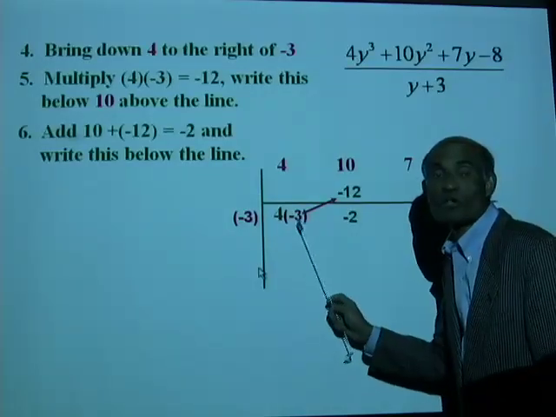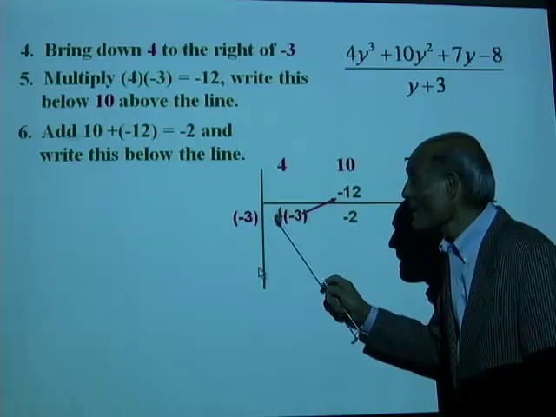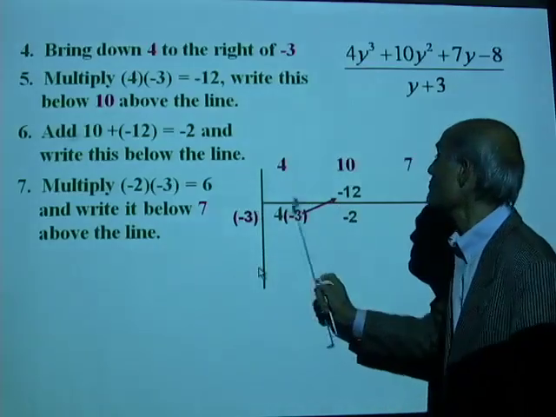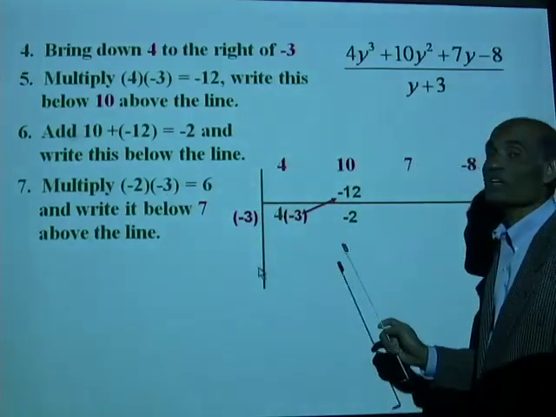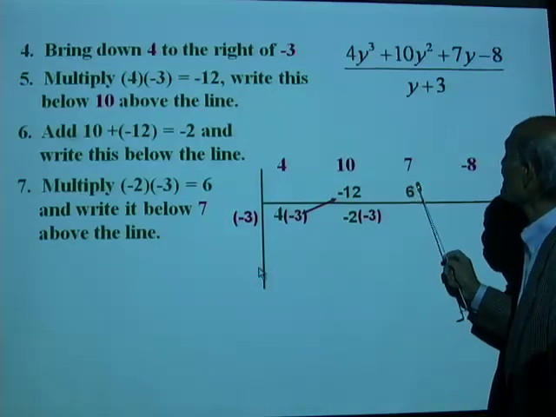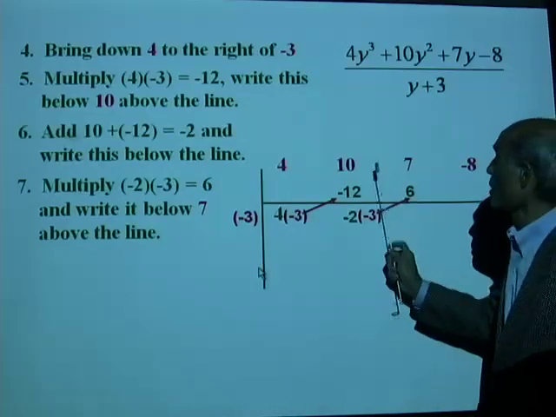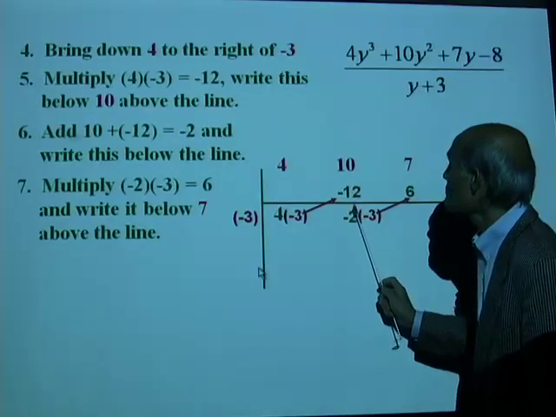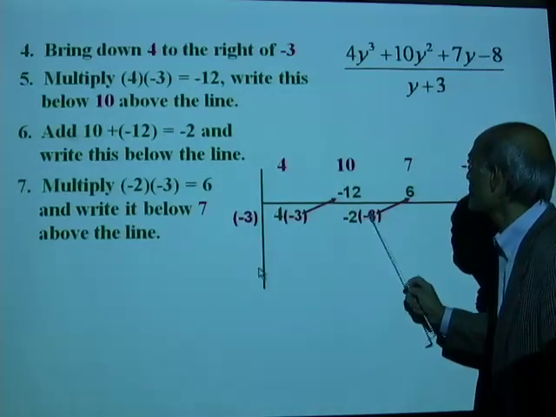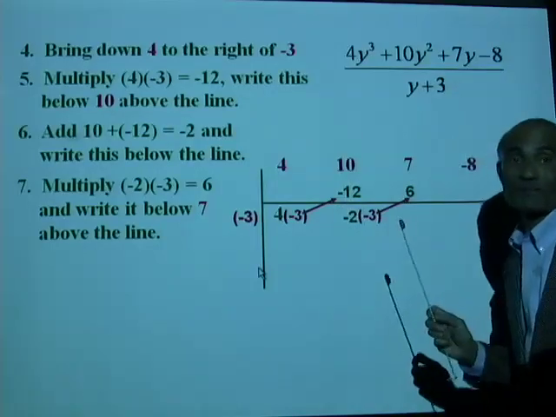All right, if you follow the pattern, tell me, what do I do with the negative 2? Multiply with the negative 3. Multiply this negative 2 with negative 3, and that is 6. Where do we write it? We write it below the 7, and that's the way. So 10 added to negative 12 is negative 2. Negative 2 multiplied by that negative 3 is 6. Write it below the next number, 7.